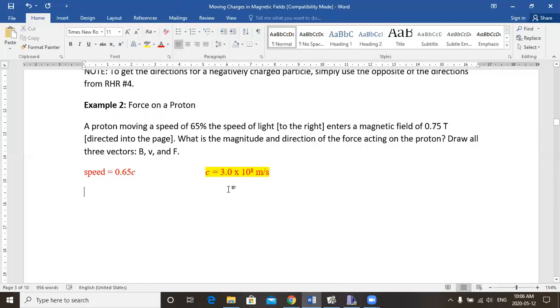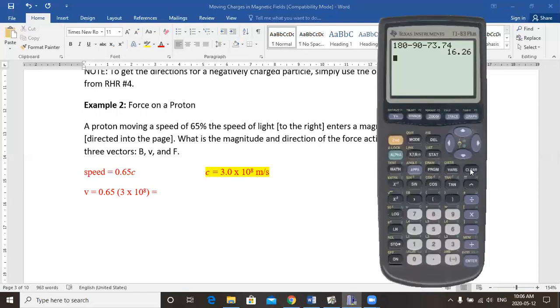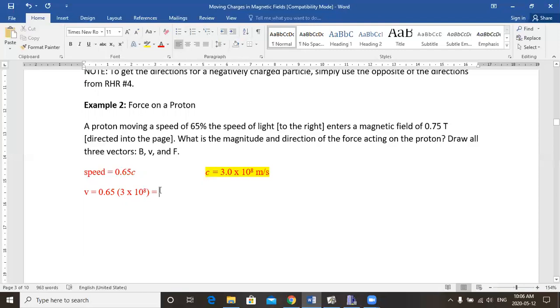So first things first, we'll get our speed. So we'll go 0.65 times the speed of light, so times 3 times 10 to the power of 8. 0.65 times 3 times 10 to the power of 8 gives us 1.95 times 10 to the power of 8 meters per second. Good. So the force equals QVB times sine theta.